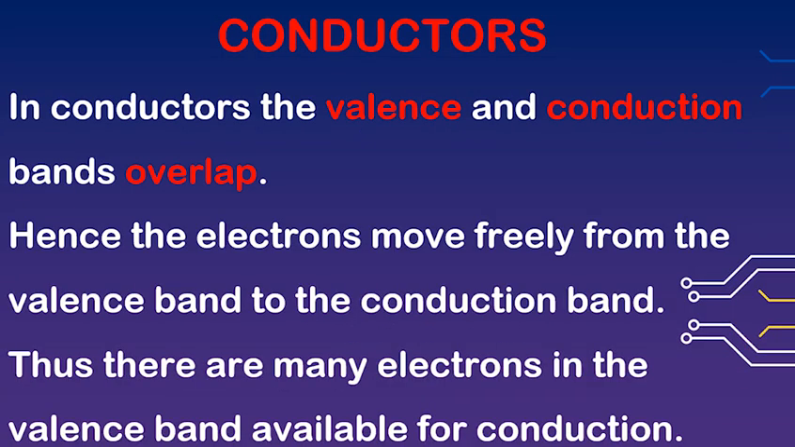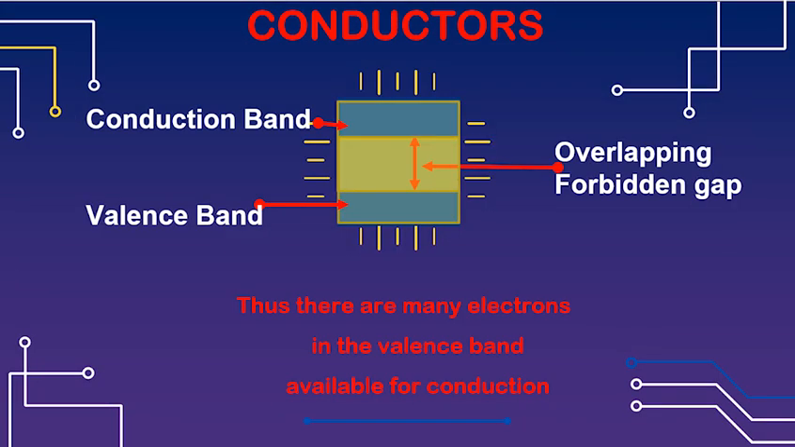Conductors. In conductors, the valence and the conduction bands overlap. This means electrons can move freely from the valence band to the conduction band. Thus, there are many electrons in the conduction band available for conduction. The availability of electrons in the conduction band makes that material a conductor.